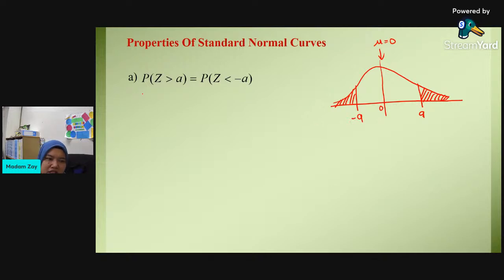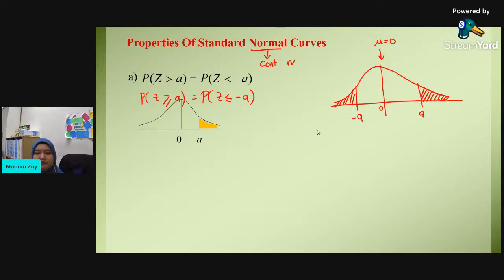Apa akan jadi kalau kita nak cari probability of Z more than or equal to A pula? Ada beza tak? Tak ada beza juga. Dia akan jadi probability of Z less than or equal to negative A. Sebab apa tak ada beza? Dia tak kisah pun pasal ada equal ke tak ada equal sign, sebab normal is a continuous random variable. Betul tak? Bila continuous, kita tak perlu kisah pasal ada equal sign ke tak ada equal sign.